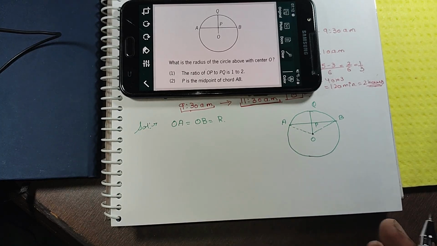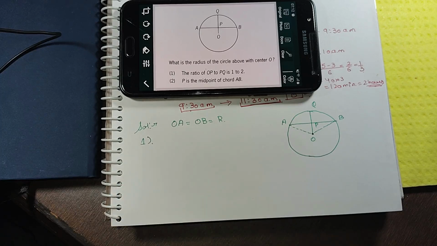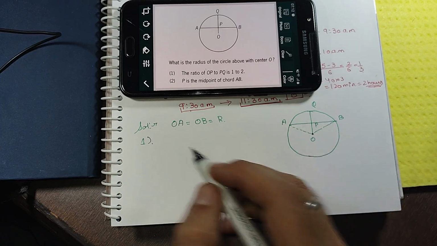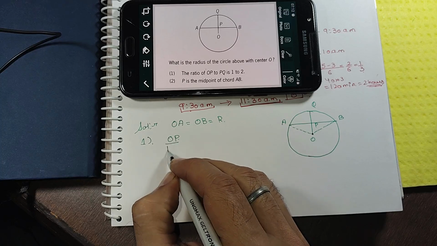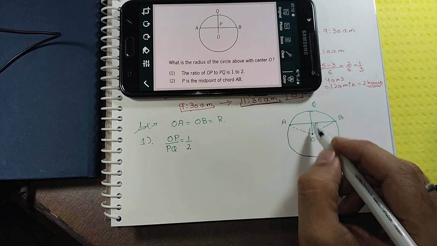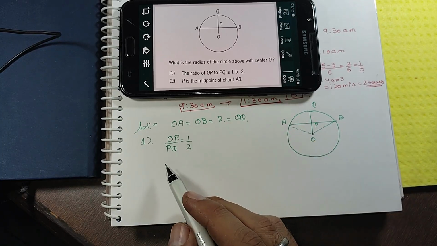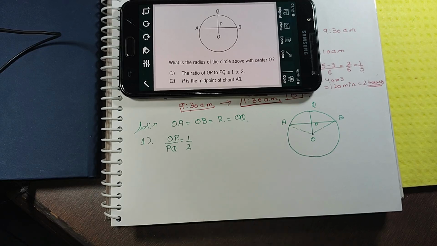Now, nothing else has been given to us, so we'll directly move to statement 1. Statement 1 tells me that the ratio of OP to PQ is 1:2. Sorry, I forgot to write one more radius, that is OQ. OQ is also the radius. Now, OP divided by PQ is equal to 1/2.